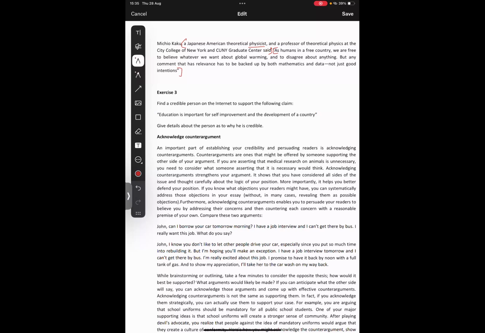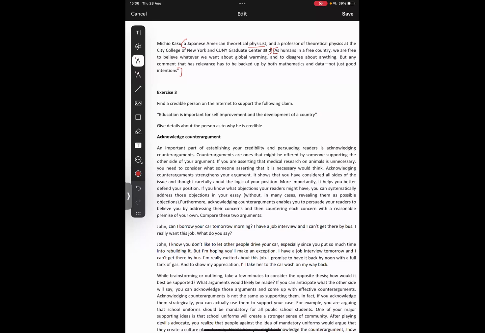Right. Now, let's have a look at exercise 3. Find a credible person on the internet to support the following claim. Education is important for self-improvement and the development of a country. Give details about the person as to why he is credible. All right, so I encourage you guys to try to do this. What you have to do is very simple.